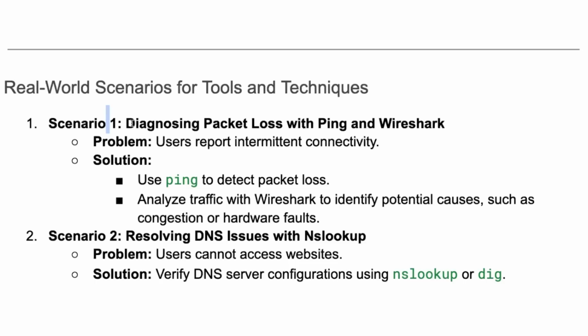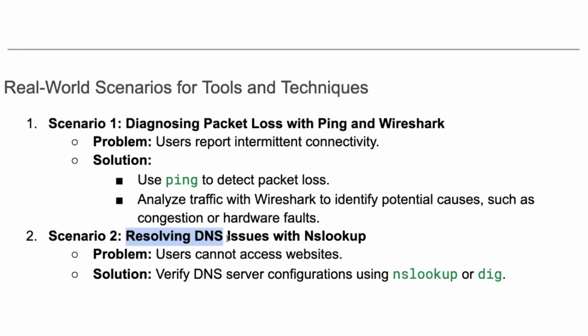So scenario one is the diagnosis of packet loss with ping and Wireshark. And the problem is that users report intermittent connectivity. So it's like connecting and not connecting. So number one, we would use ping to actually detect the packet loss if there is any. And number two, we would analyze the traffic with Wireshark to identify potential causes like congestion or hardware faults that are going on, which is causing this intermittent connectivity.